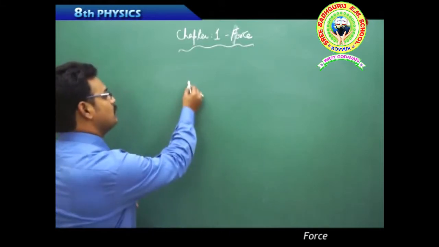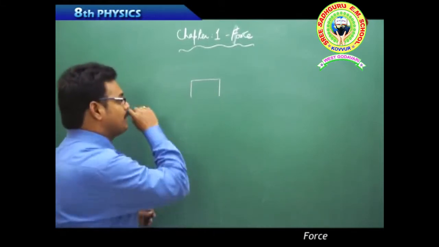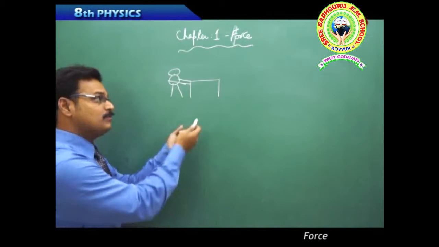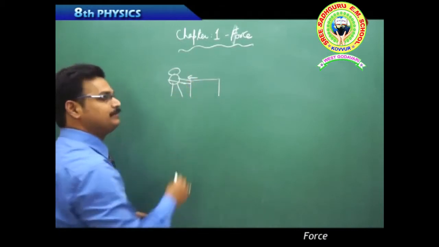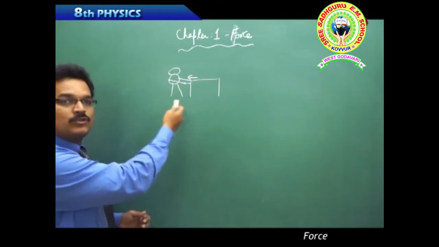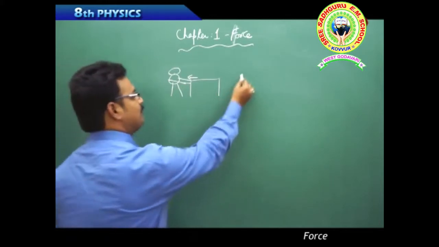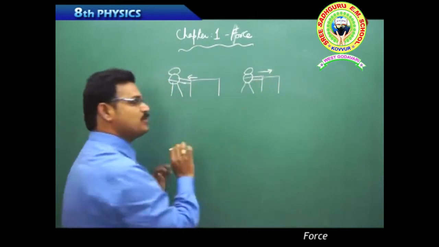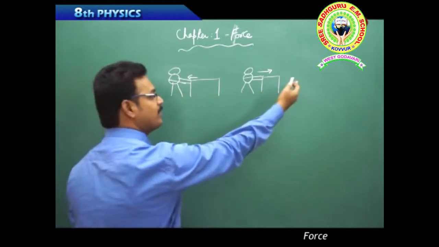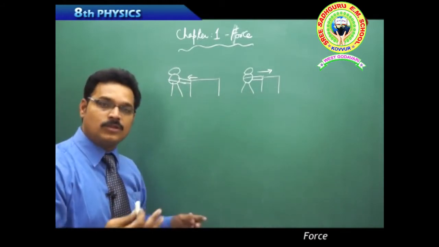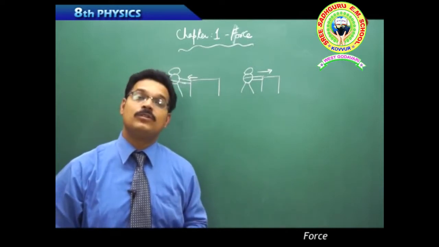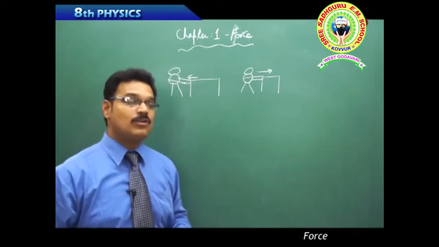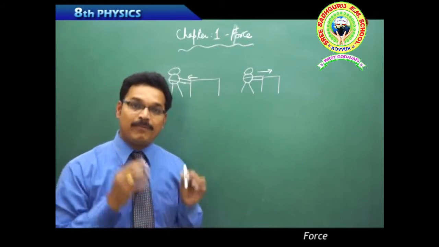Suppose you have a table and a person standing on the floor, and he is pulling the table in this direction. Then the table moves towards the left side. Suppose the same person, in another case, just pushes the table, then the table moves in the forward direction. You want to open the door, what do we do? You pull the door. You want to close the door, what do we do? Yes, you push the door. So in all these examples, we are applying force actually.